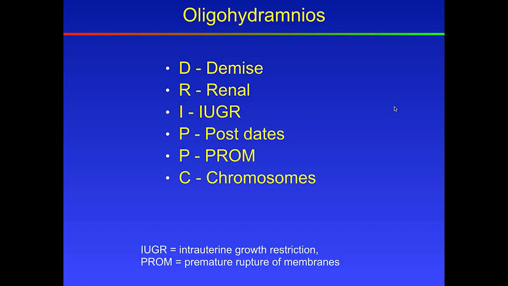I'd like to go through first oligohydramnios, and then we'll go through polyhydramnios. So the causes of oligo are demise. I like this little mnemonic, DRIPSy. Demise is obvious. R, renal. I for intrauterine growth restriction or placental insufficiency. P, postdates, which you usually know. And P, premature rupture of membranes. And C, chromosomes.